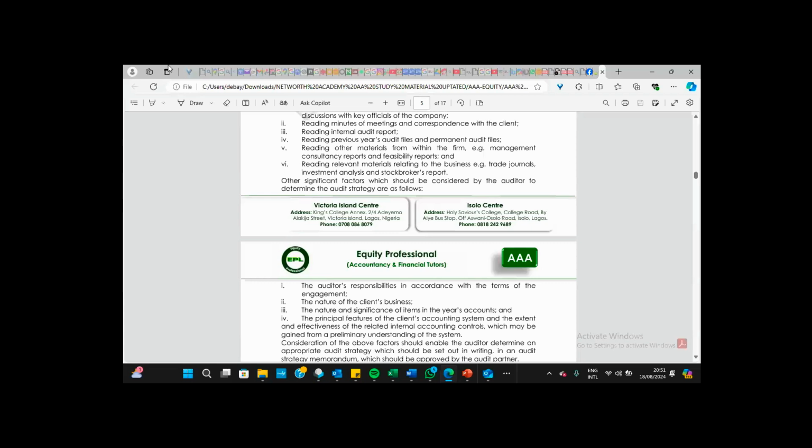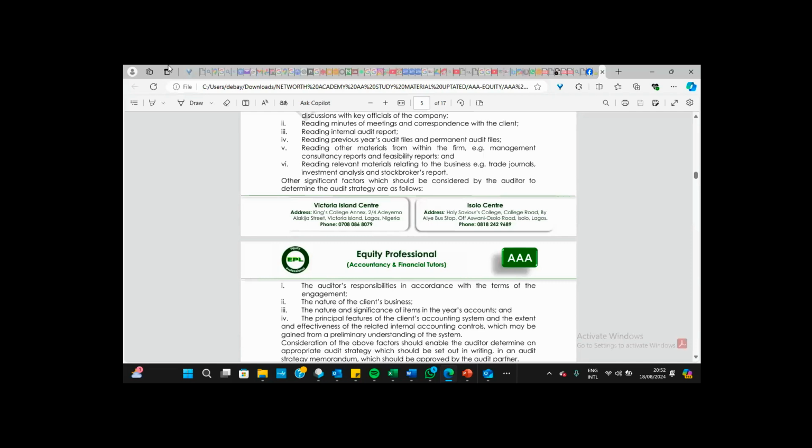So when the auditor is trying to draw up his audit strategy, the auditor should have this at the back of his mind. Number one, his responsibility in accordance with the terms of engagement. Remember in chapter 2, we looked at the auditor's responsibility as regards the client business, which is number one, to ensure that financial statements are prepared in line with the applicable financial reporting framework. Then number two is to ensure that the statement of financial position and the source documents agree.